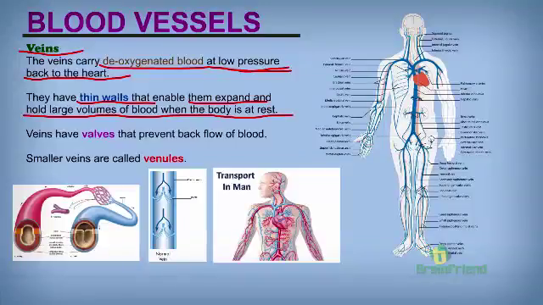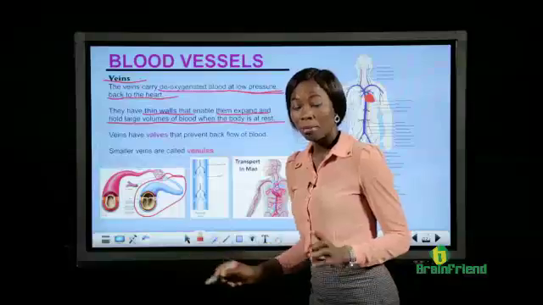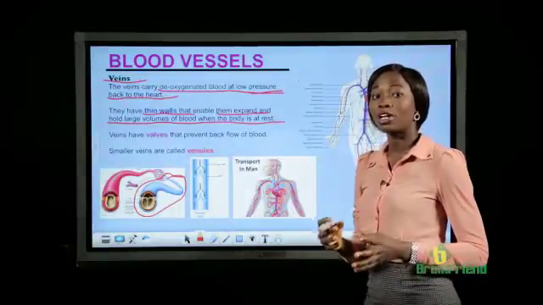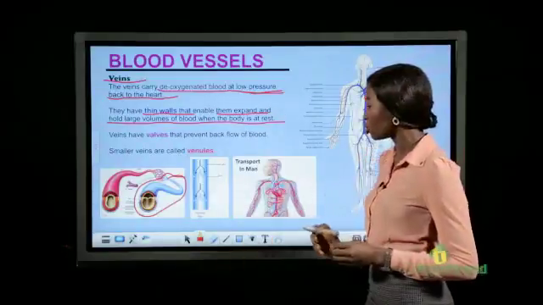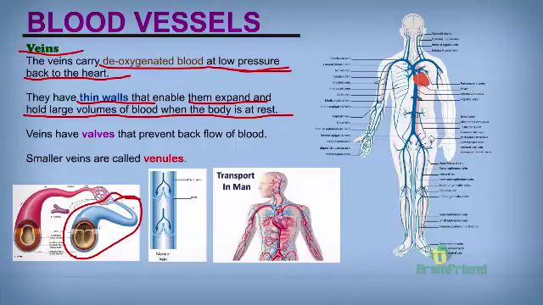If you look at this diagram, the veins are colored in blue. They are colored in blue because they carry deoxygenated blood. By deoxygenated blood, it means the oxygen has been removed from the blood. You can see the vessels in blue are the veins. They travel alongside the arteries.